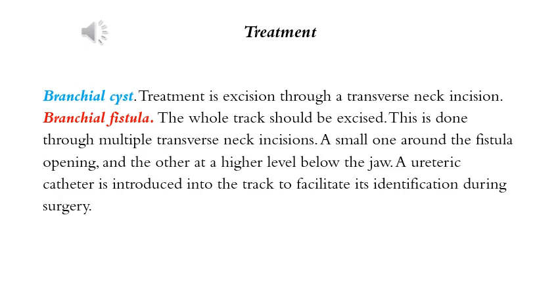This is done through multiple transverse neck incisions, a small one around the fistula opening and the other at a higher level below the jaw. A ureteric catheter is introduced into the tract to facilitate its identification during surgery.